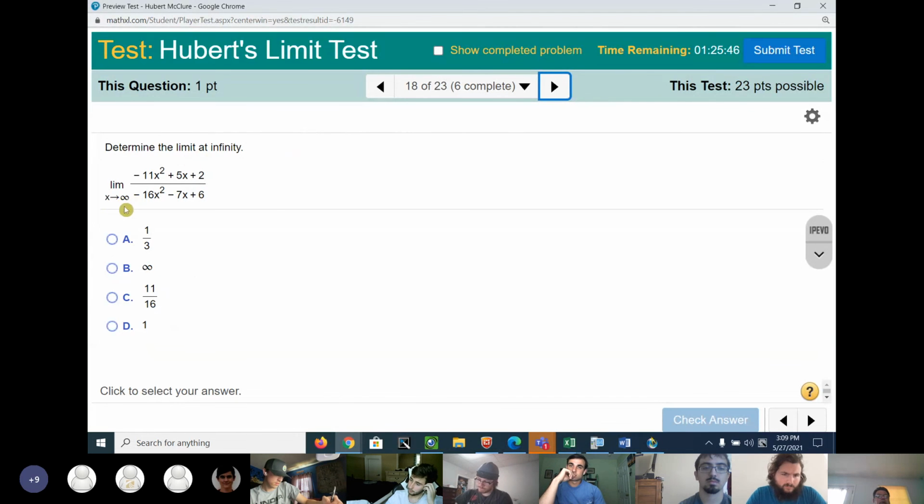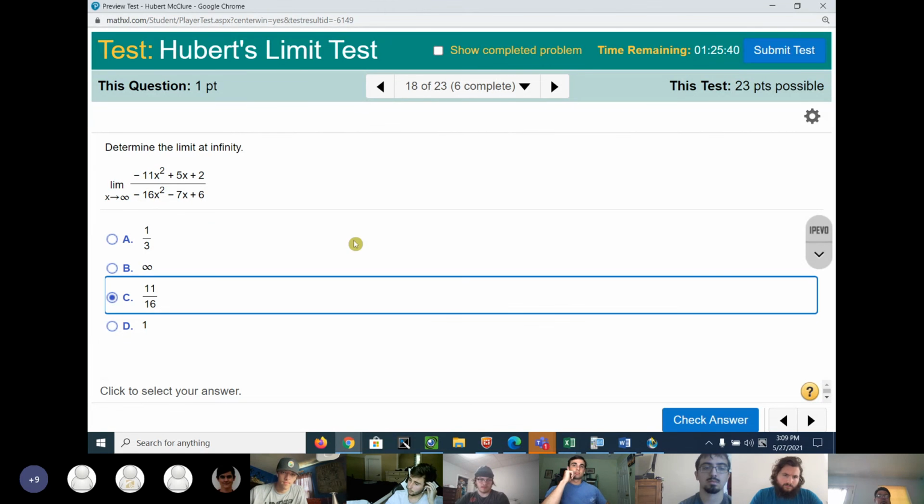It's going to be your coefficients. 11/16 is your answer, because everything else goes to 0. So you're left with just the what? The coefficients, and that is 11/16.